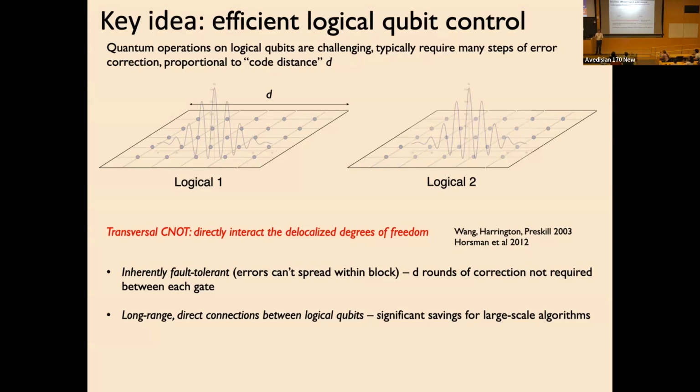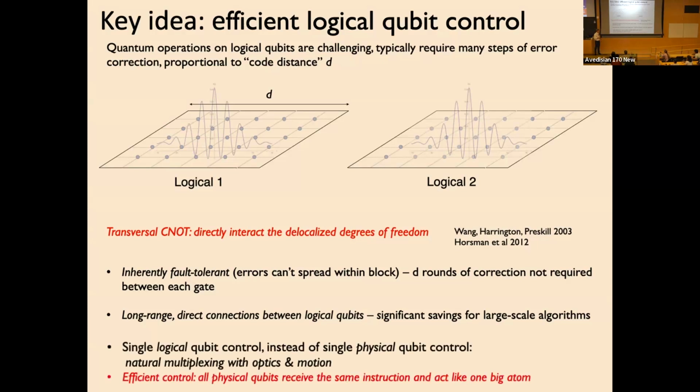it turns out, and we realize it more and more, that it's actually one big feature. So second, this type of operation enables direct long-range connection between logical qubits, and it results in some significant savings for some large algorithms. But most importantly, maybe from the control perspective, you can now think about a logical qubit as a kind of unit. So this entire batch of atoms will receive the same instructions and can act like a big macro atom, which really encodes quantum information.